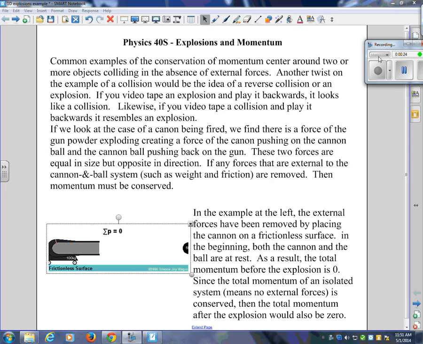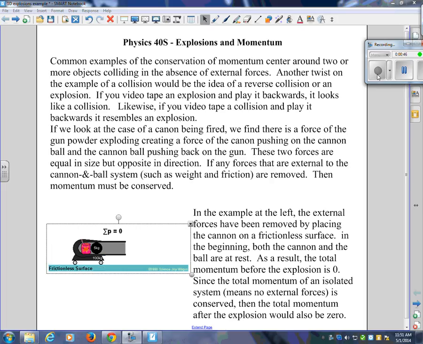Oh. Common examples of the conservation of momentum center around two or more objects colliding in the absence of external forces. Another twist on the example of a collision would be the idea of a reverse collision, or an explosion. If you videotape an explosion and play it backwards, it looks like a collision. Likewise, if you videotape a collision and play it forwards, it resembles an explosion. So they are one and the same, just sort of opposite directions, I guess.